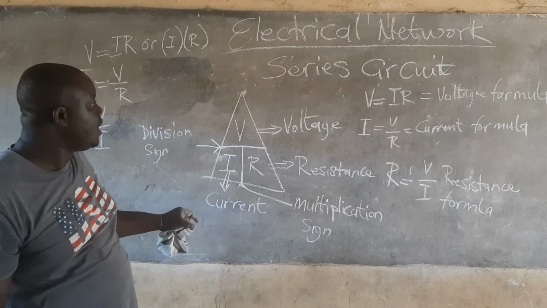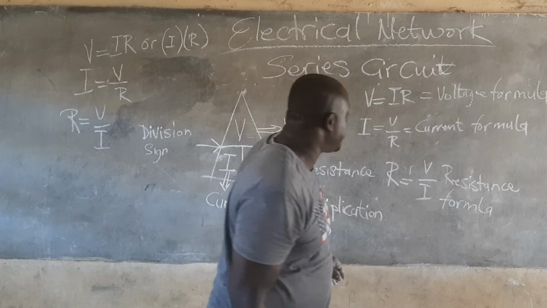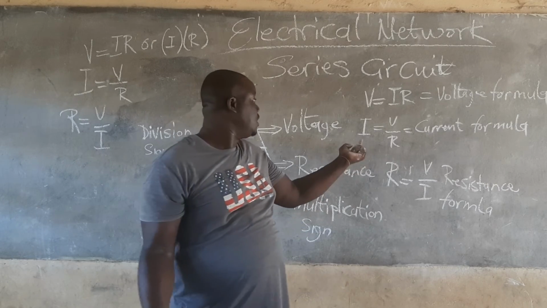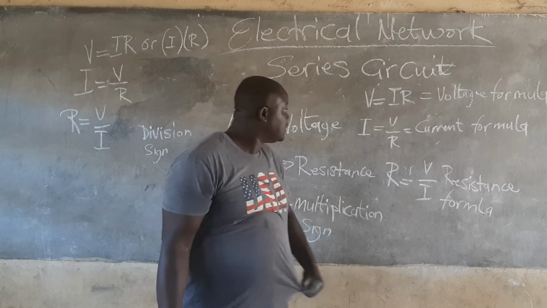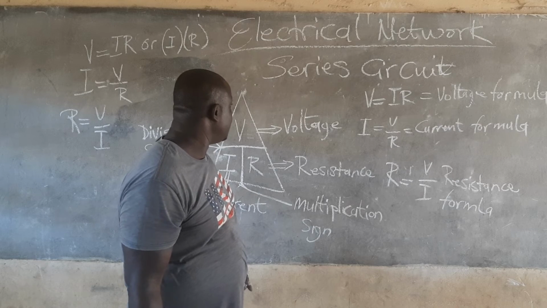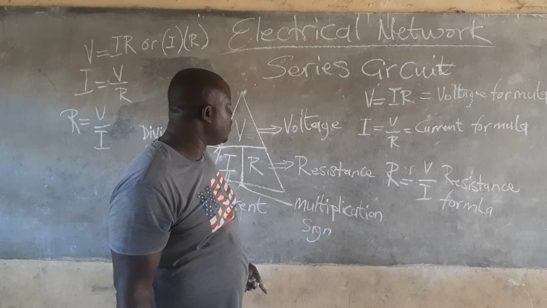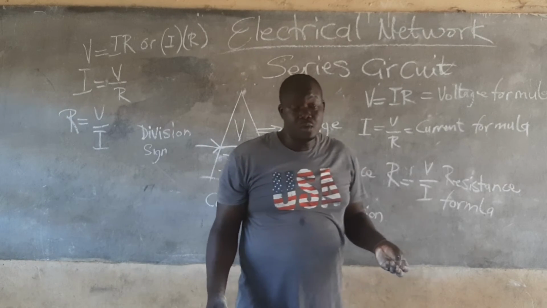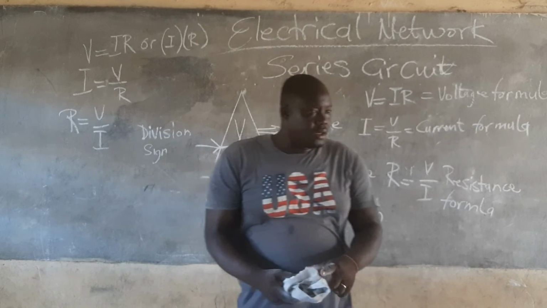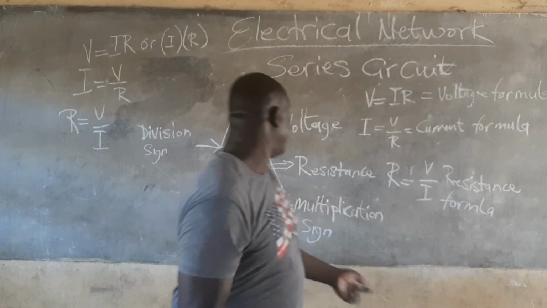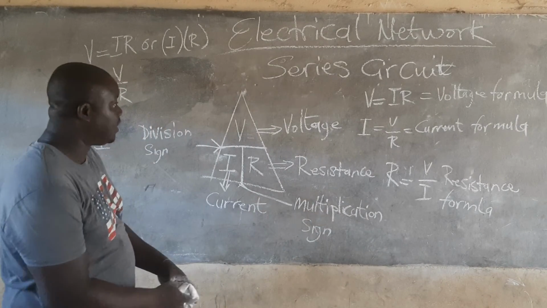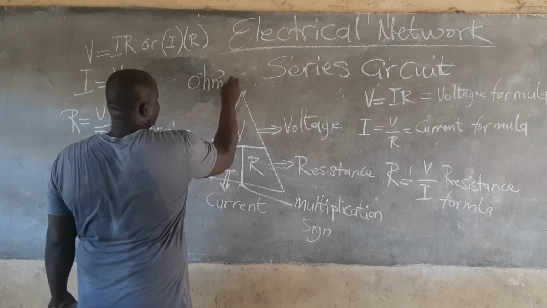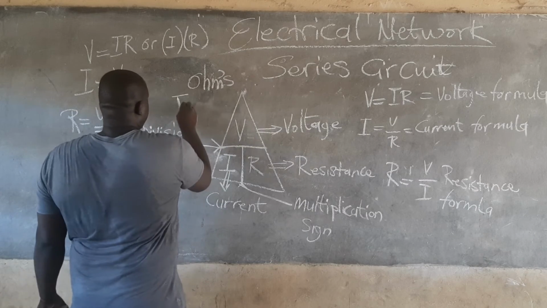So anytime that they give you a very simple circuit and they ask you to find current, voltage, and resistance, and the formulas escape your mind, the only thing that you need to do is that you quickly go to the Ohm's formula, the Ohm's triangle. This one is the Ohm's triangle.